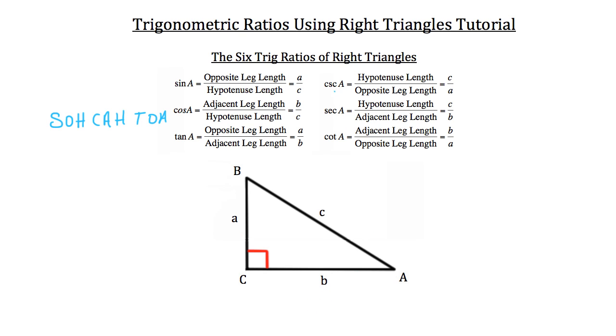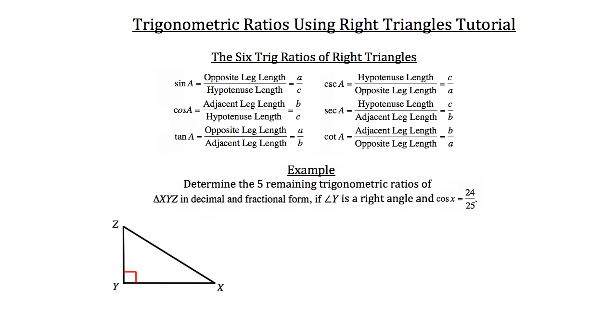Then you have cosecant, which is the reciprocal of sine, secant, which is the reciprocal of cosine, and cotangent, which is the reciprocal of tangent. And those, you'll notice, are just the opposite of their respective trig ratios. So cosecant, if you just flip what sine's measurements were, so sine said opposite over hypotenuse, cosecant, its reciprocal, is just hypotenuse over opposite. So that's the easiest way to remember the ones on the right. So let's go ahead now and take a look at some examples using trig ratios of right triangles.